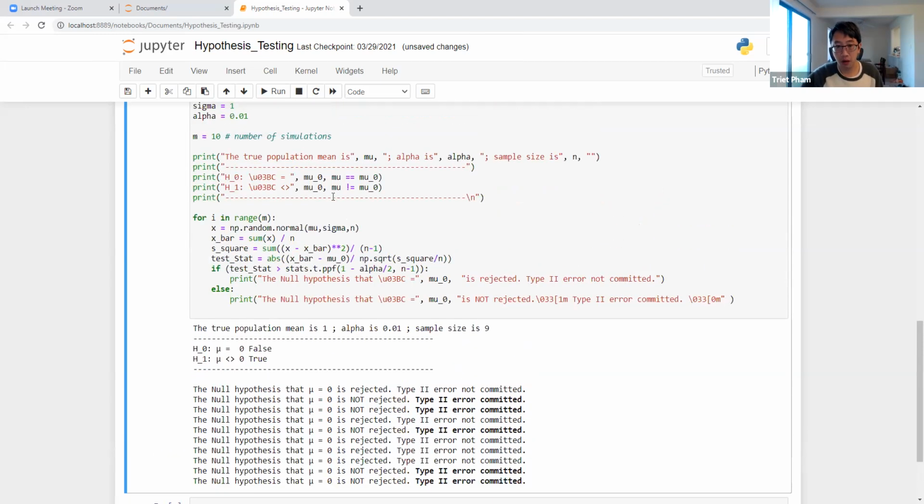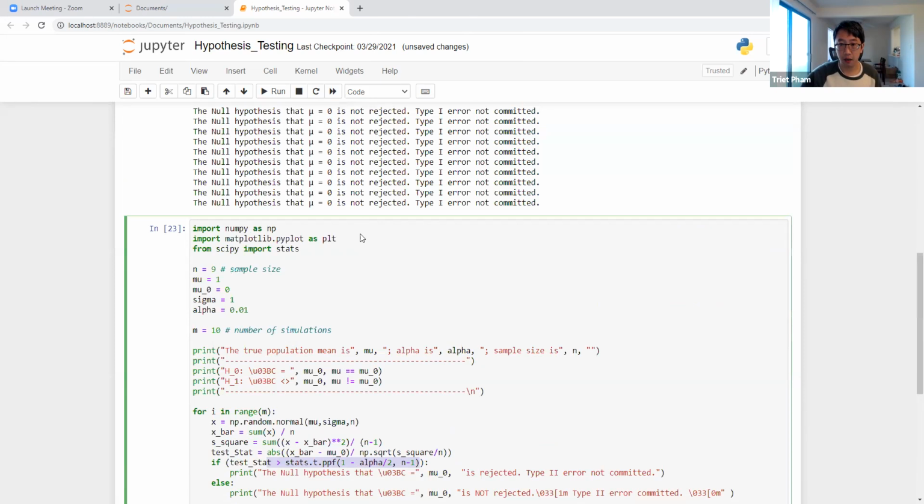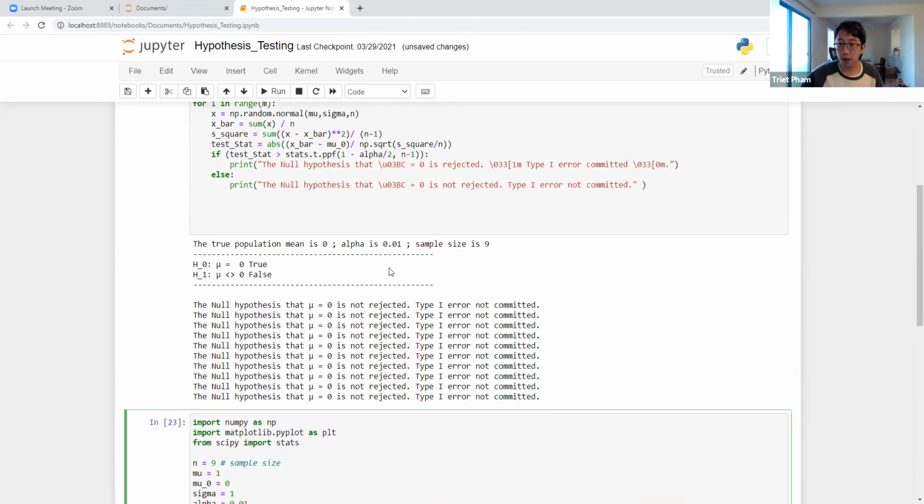But here, with this rejection criterion and under mu equals 1, for example, you can calculate exactly what beta is. So that's just the simulation about alpha and beta that I want to mention to you. Any question on this simulation?